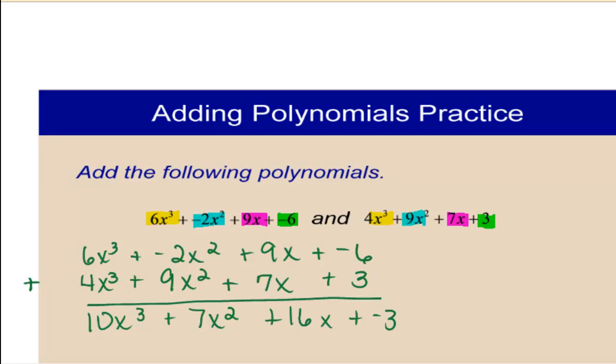Here I have lined up my two polynomials with like terms underneath each other, and I've highlighted my like terms in case I just wanted to skip the step of rewriting the polynomials. Either way, I get the same answer.